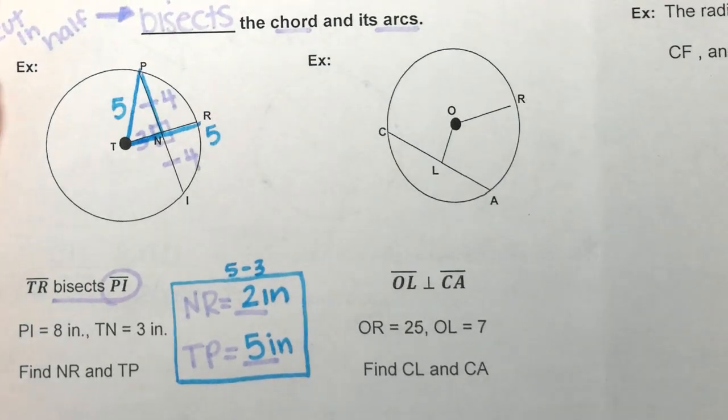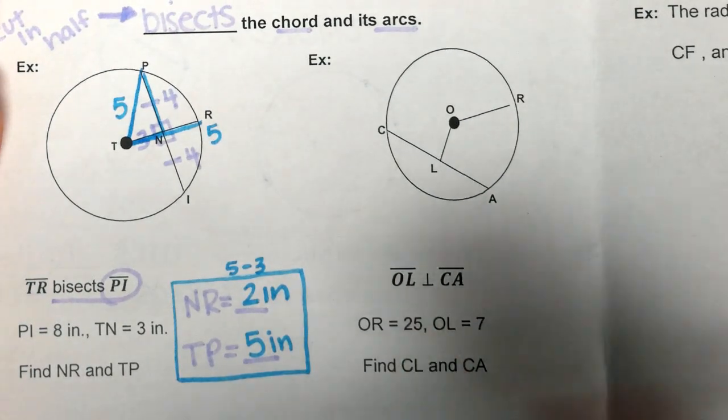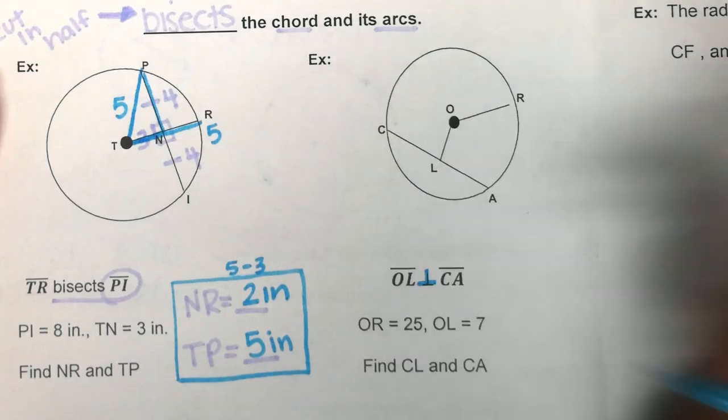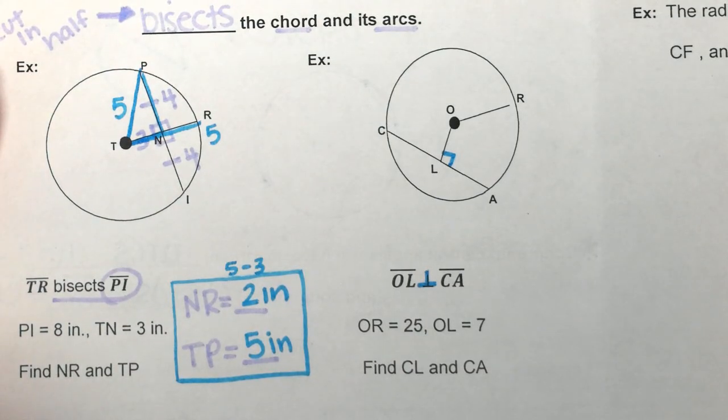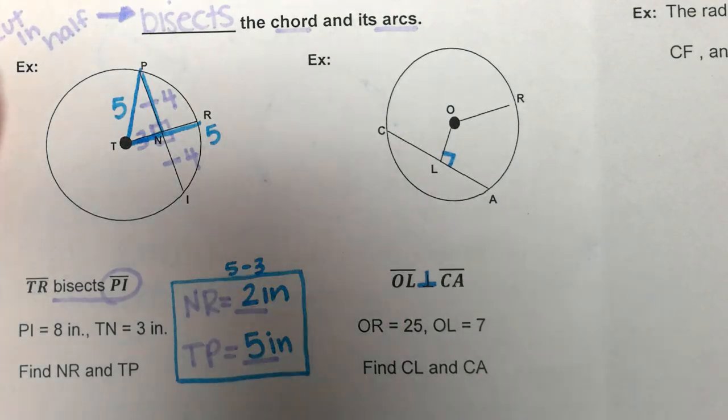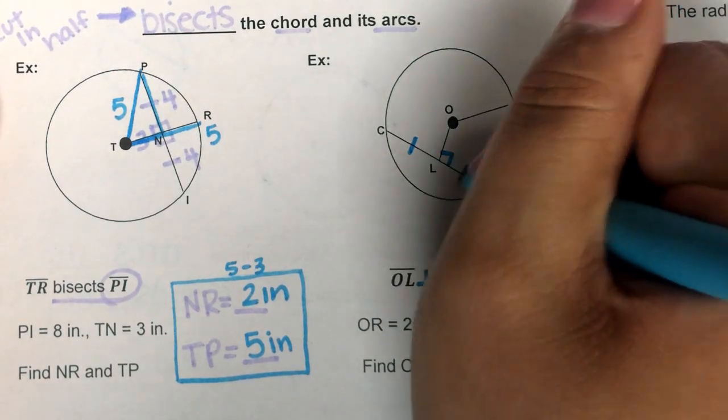Okay, perfect. For this question right here, what do I tell you? What does this mean? Perpendicular, draw your 90-degree angle. And if I have a 90-degree angle, what else do I have? I can draw tick marks.